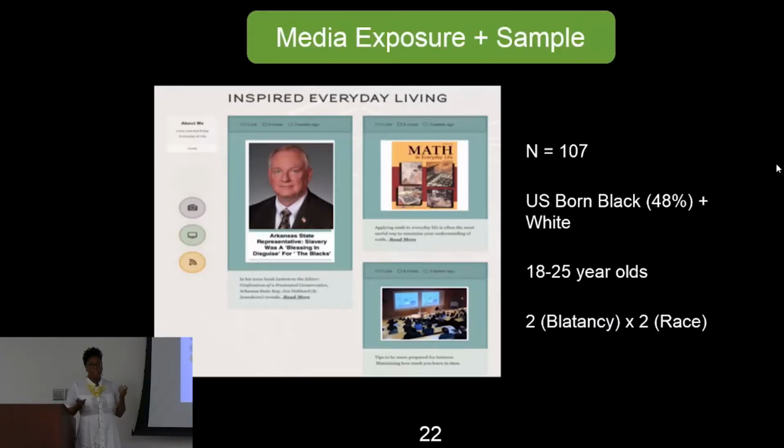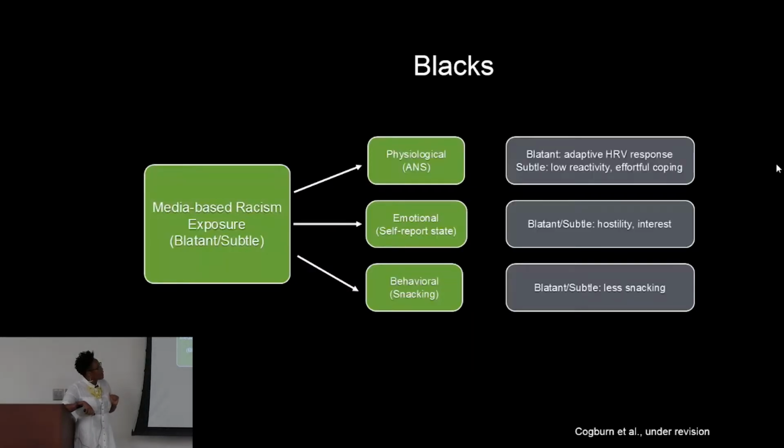We had people randomly assigned to a blatant race condition where someone's in blackface or using the N-word, versus more subtle conditions, like Paul Ryan blaming poverty on lazy inner city men. We pre-tested what fell into extremes of blatant versus subtle and used that to populate the blogs. I'm happy to talk about the methodology in more detail. The sample was Blacks and whites, 18 to 25-year-olds.